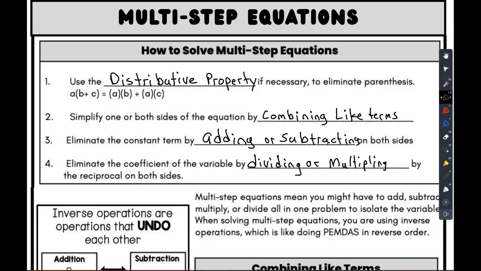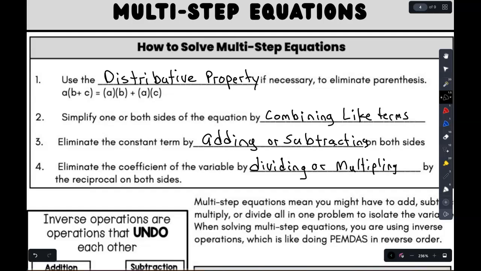So in the last video, we talked about one step, two step, and literal equations. And in this video, we're going to talk about multi-step equations, when you have more than just two steps. You just got to take time, follow your process, and solve it. So we're gonna go through some of these. First, we'll go over some notes.